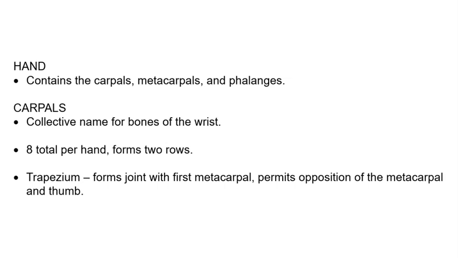The trapezium is the carpal bone that forms a joint with the first metacarpal of the palm and permits a type of movement called opposition of the first metacarpal and the thumb that is connected to it.